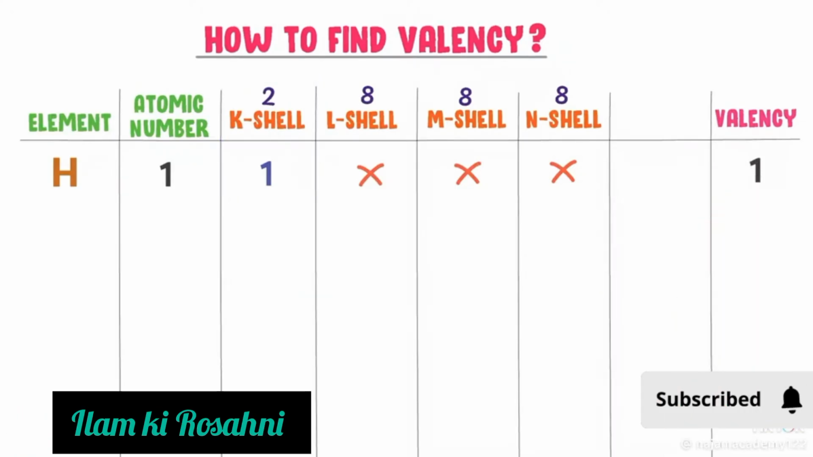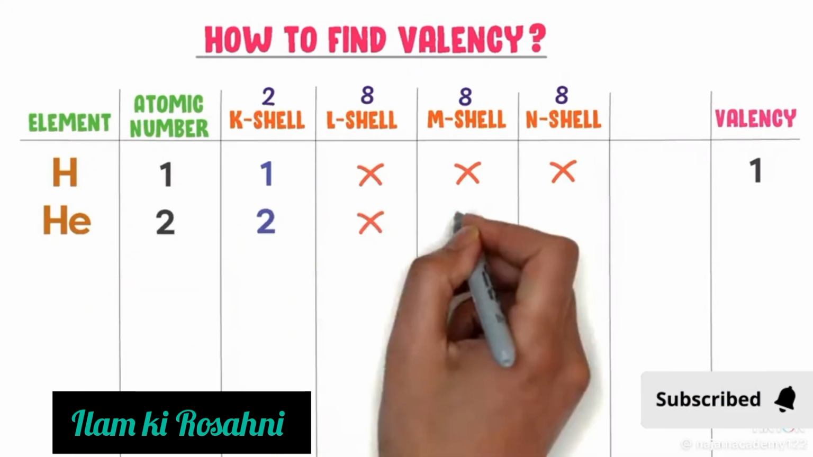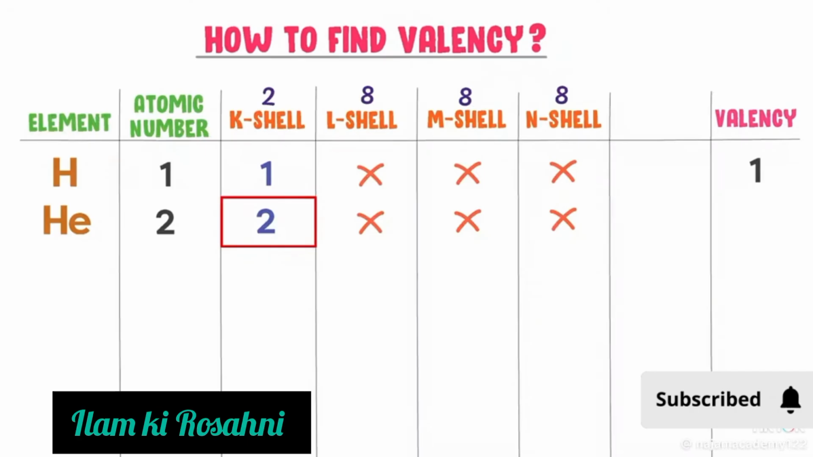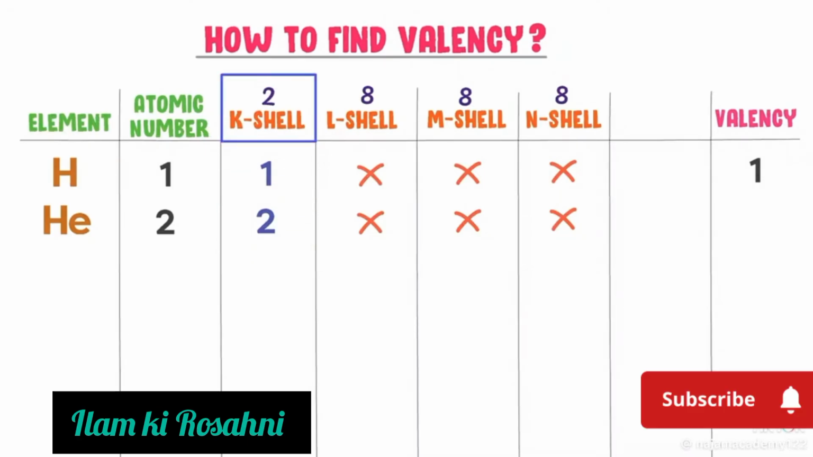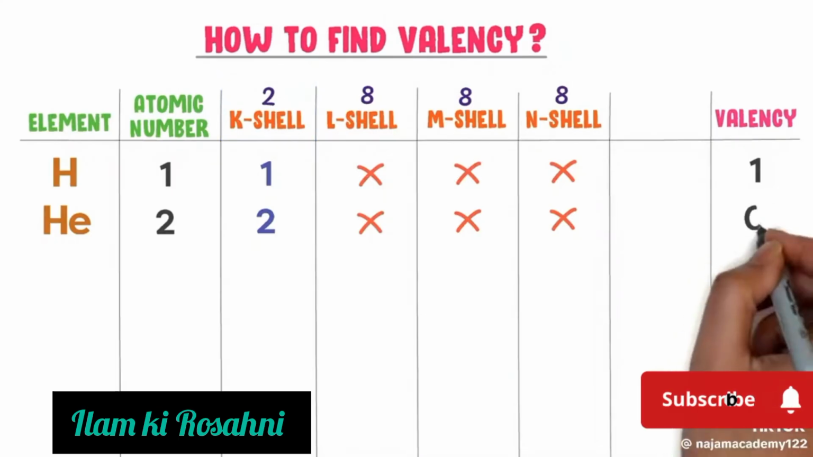The second element is helium, and its atomic number is 2. So there are 2 electrons in K shell of helium. The outermost shell or K shell of helium is stable. Hence helium needs no electron because already the K shell of helium is complete. So its valency is 0.